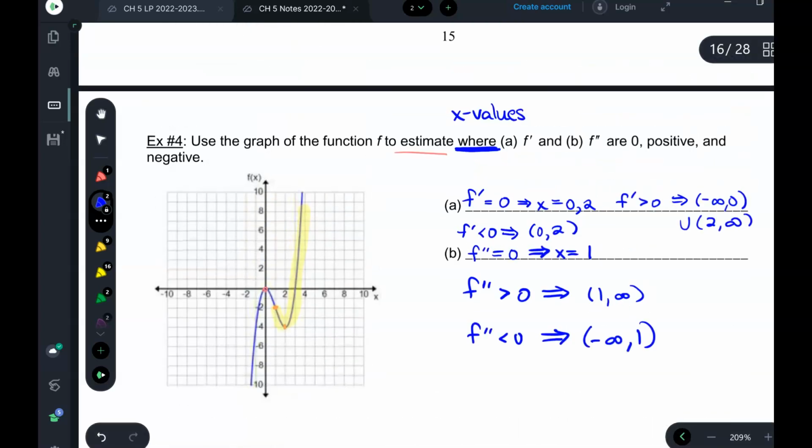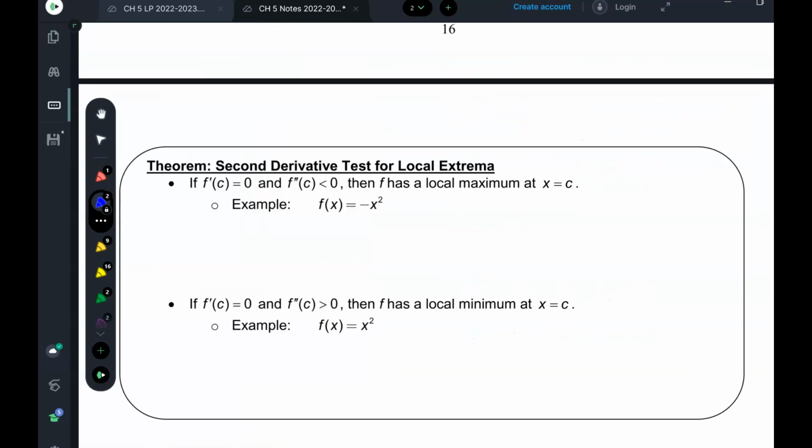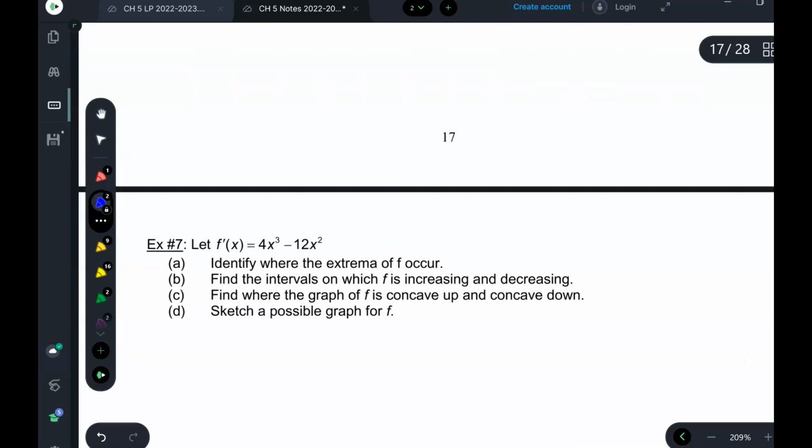Oh. Looks like we're not going to finish. It's okay. Oh no.